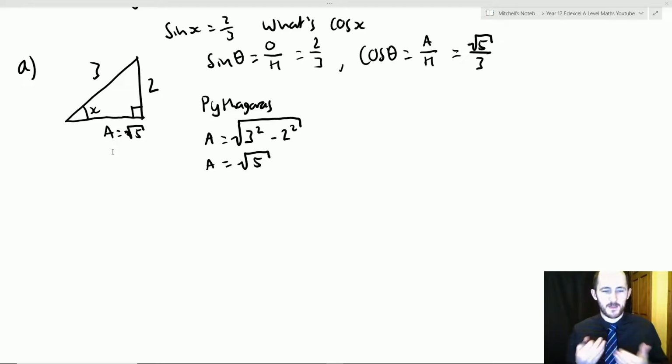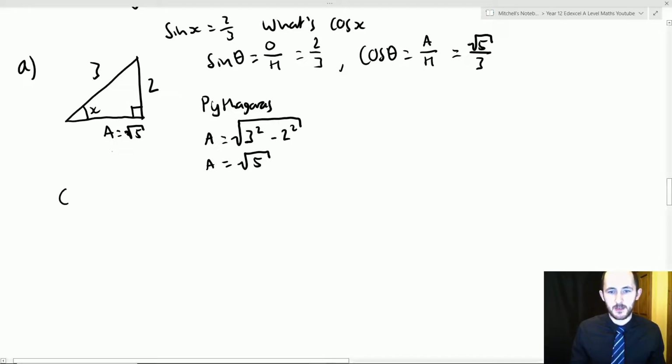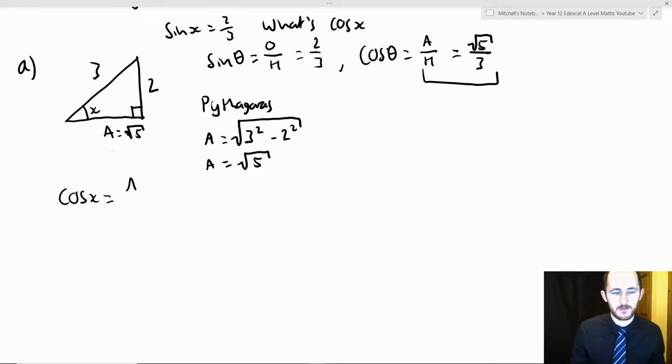But this is what I mean by there's some new stuff in the cosine rule and sine rule when it comes to this. It is quite tricky. So that means in this case, cos x, which as we said over here is adjacent over hypotenuse, is just going to be root 5 over 3. And that's it.